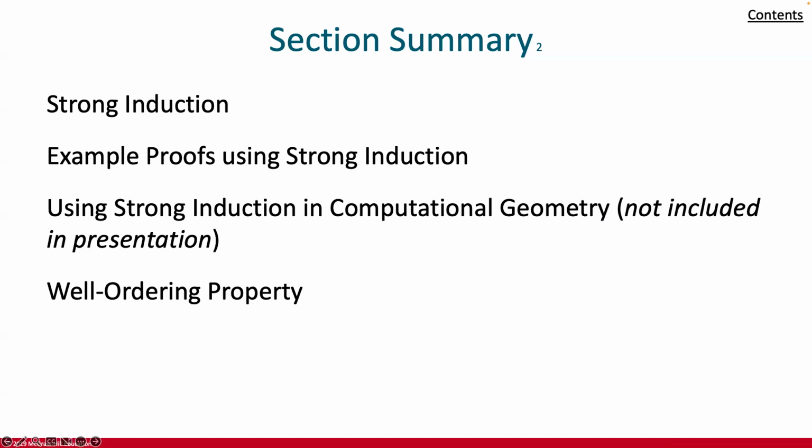In a proof by mathematical induction, the induction step shows that if the inductive hypothesis P of k is true, then P of k plus 1 is also true. In a proof by strong induction, the inductive step shows that if P of j is true for all positive integers j not exceeding k, then P of k plus 1 is true. That is, for the inductive hypothesis, we assume that P of j is true for j equals 1, 2, 3, all the way up to k.